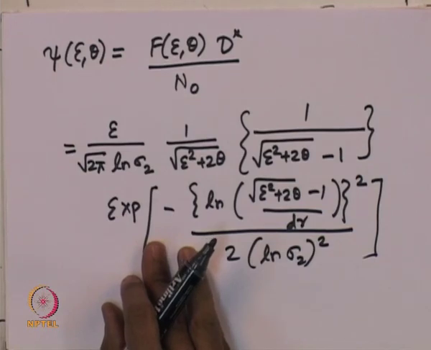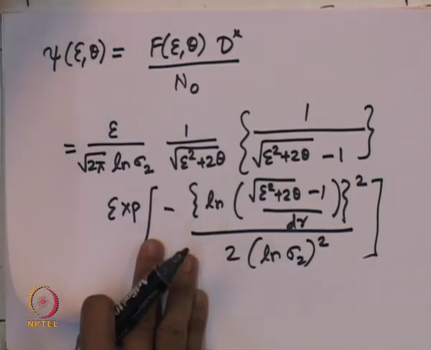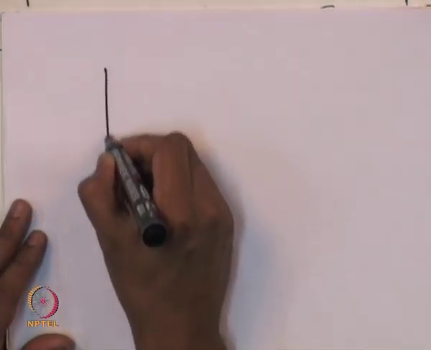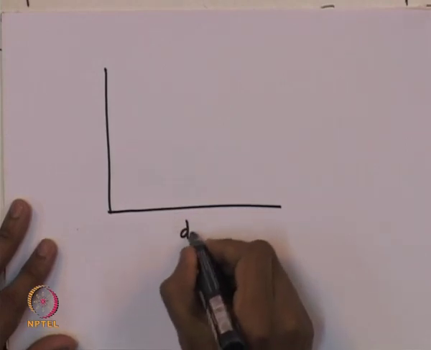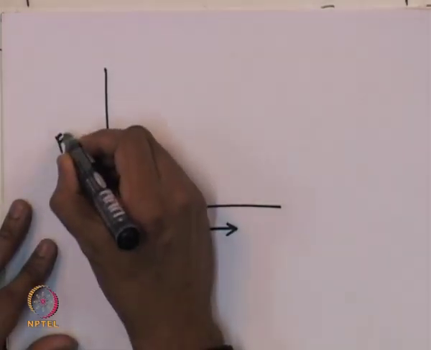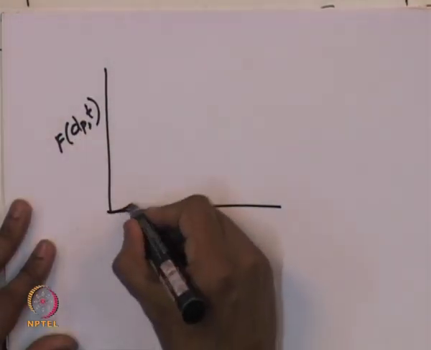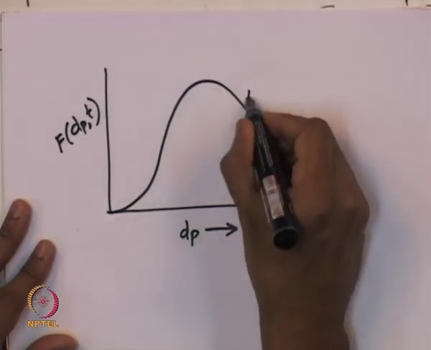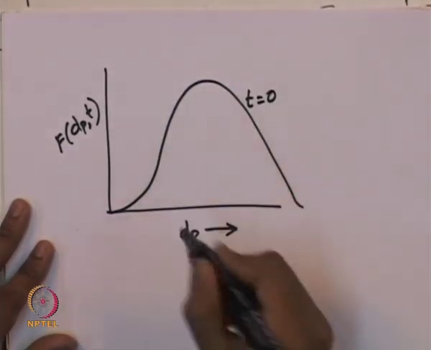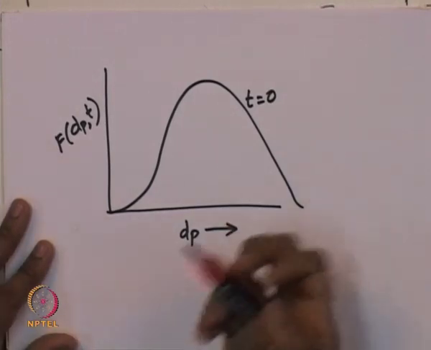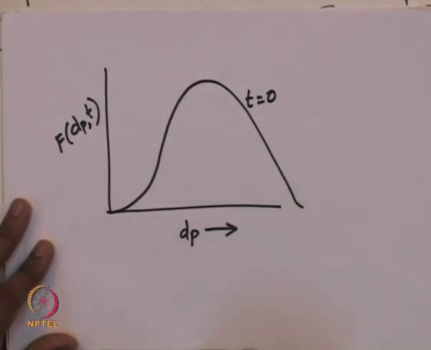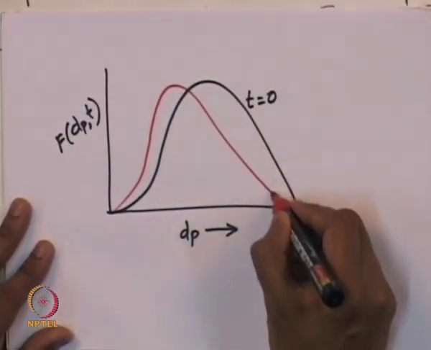So once we know this distribution, we can look at the distribution profiles as a function of time. So suppose this is dp, the particle diameter, and this is f of dp comma time, and suppose this is the initial distribution, so that is time t equal to 0. Then as time progresses, all the particles are undergoing dissolution because of the heterogeneous reaction, and so as time goes by, the distribution changes.